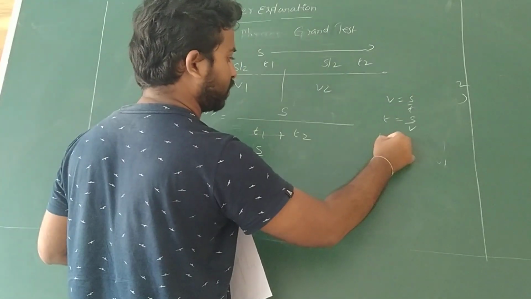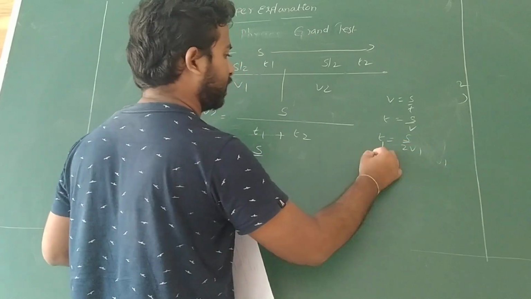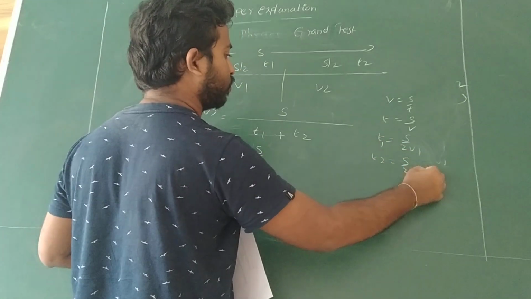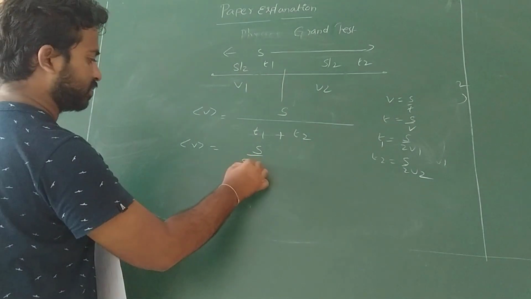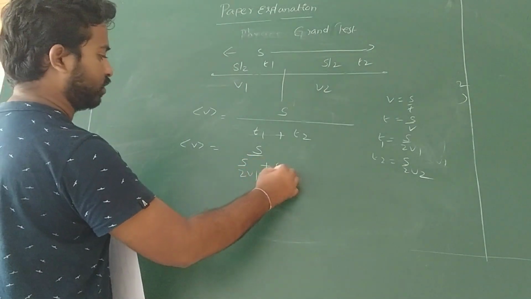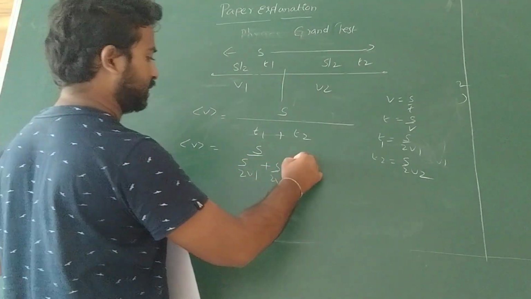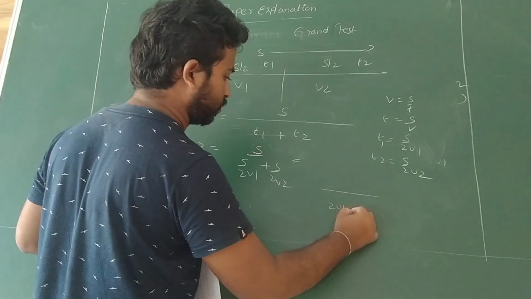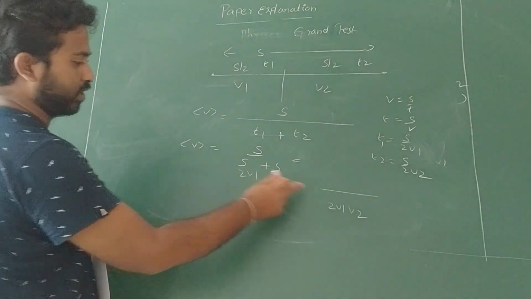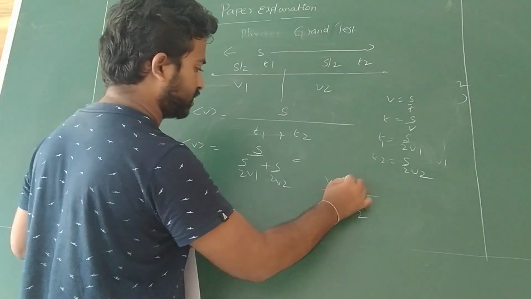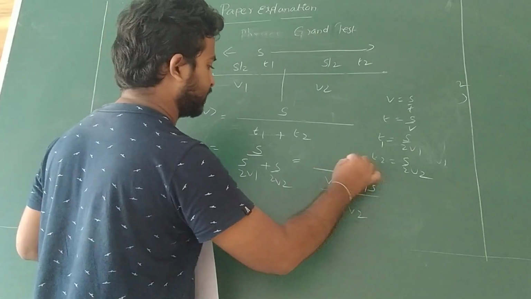Then time t1 equals s by 2v1, and t2 equals s by 2v2. Then we have s by 2v1 plus s by 2v2. Here the LCM is 2v1v2. So again 2v1 into v1, v2 is left. Then v2 s plus v1 s, it is s.